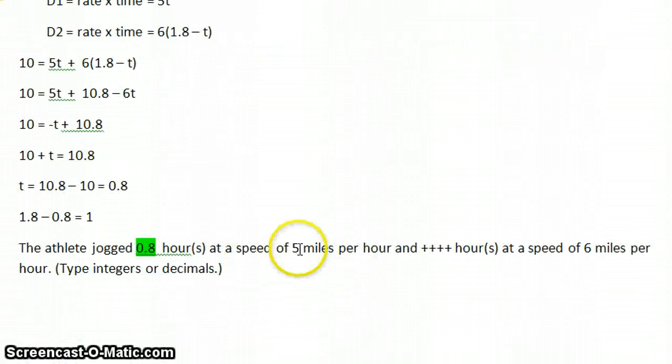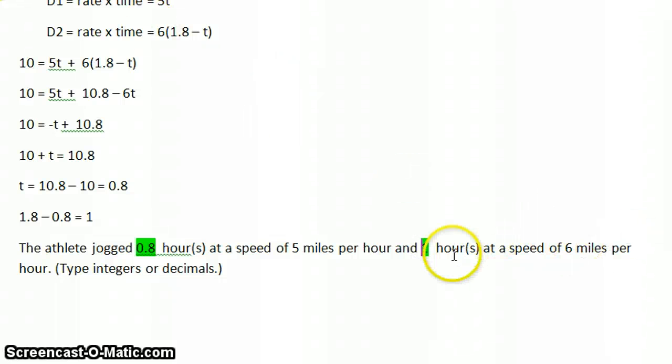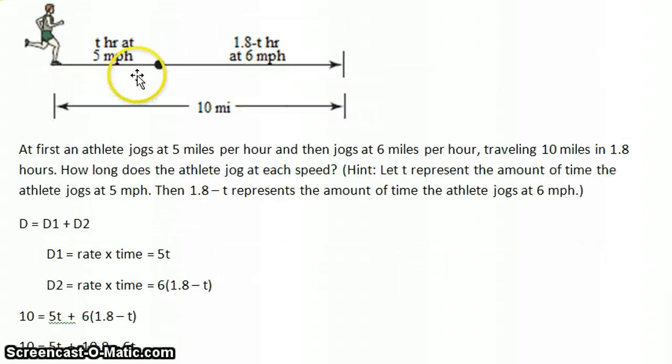So this will be 1 hour in this case for the second time. So here in my diagram, he would go 5 miles per hour for 0.8 hours, and that would give me 4 miles. And then he would go 6 miles per hour for 1 hour, and that would give me 6 miles, and 4 miles plus 6 miles is in fact 10 miles like I wanted for this particular problem.